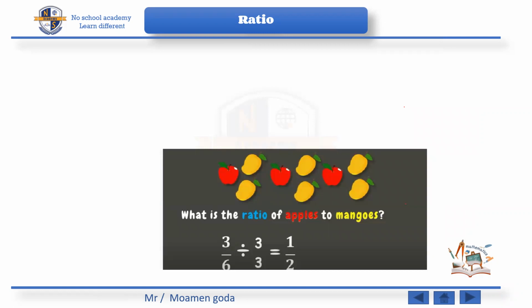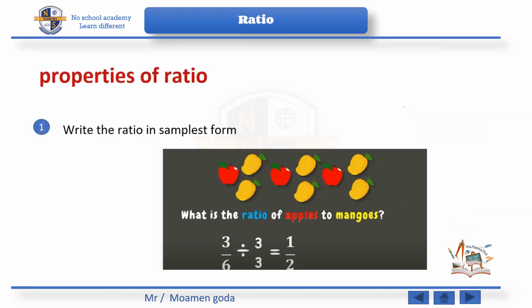We need to remember how we can simplify the ratio. Properties of ratio means how I can make the simplest form for this ratio. The simplest form, if you remember when we finished the fractions, we know that to make a simplest form from any fraction, we have to use division to get the simplest numbers for this fraction. Here in this case, I have the ratio between apples to mangoes. It will be 3 over 6. To get the simplest form, I will use division.